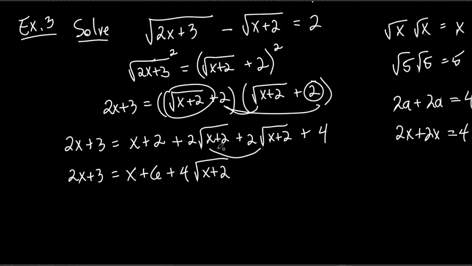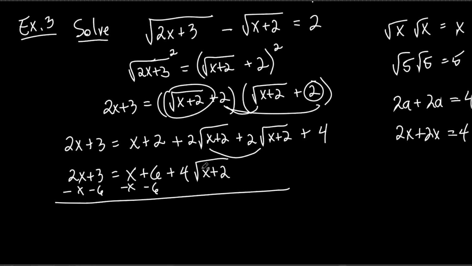So if I want to get that square root by itself, what do I have to get rid of on that right side then? I got to get rid of the x, and I have to get rid of the 6. Once I do that, then I can worry about getting rid of the 4. But the 4 is being multiplied, so I get rid of what's being added first. So I subtract an x from both sides, and I subtract a 6 from both sides. Subtract an x, subtract a 6.